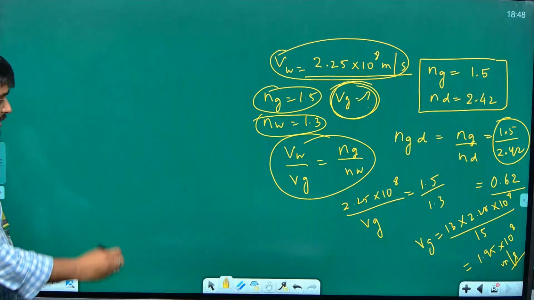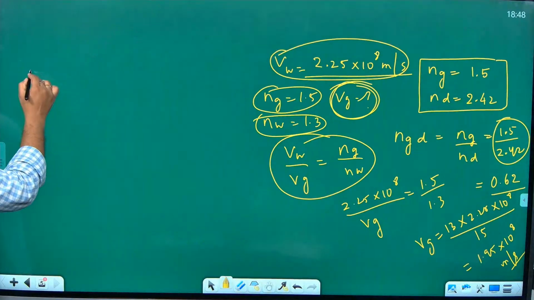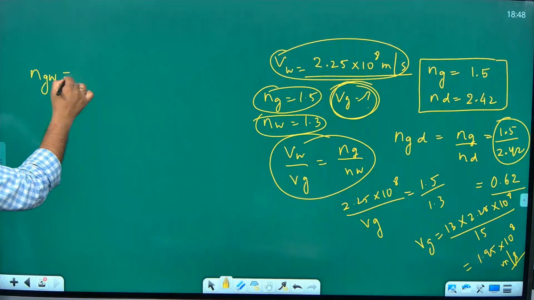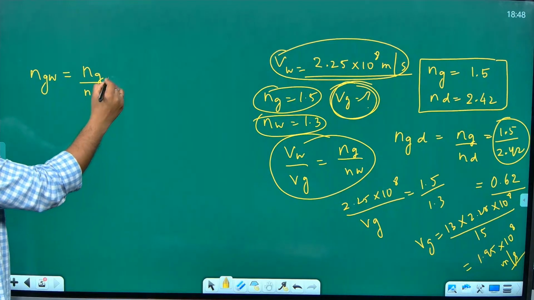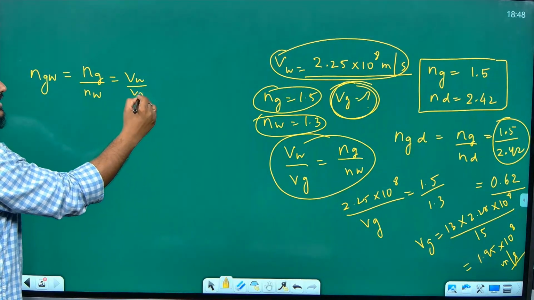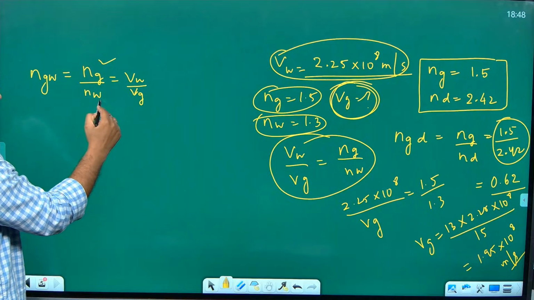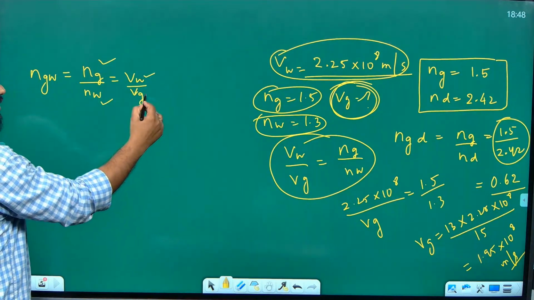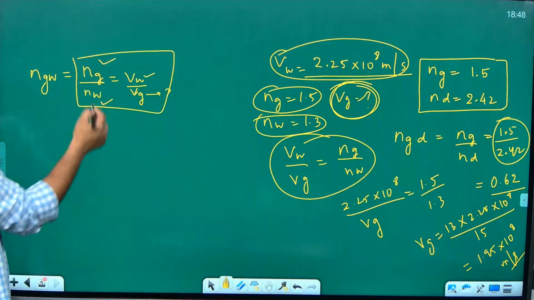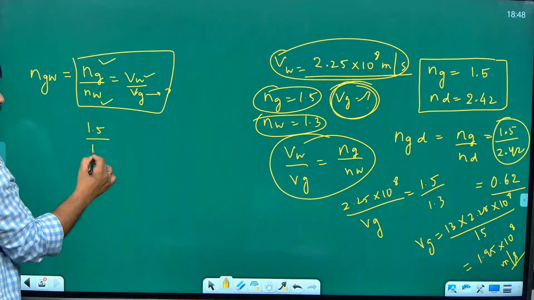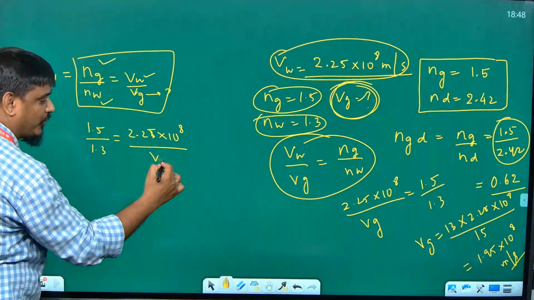We know the formula. See, the formula was there in the previous slide. The refractive index of glass with respect to water will become equal to Vw by Vg. This formula I told you. Now Ng is given, Nw is given, Vw is given, Vg they want to find. Cannot you do this question now? If in an equation out of 4, 3 things are given to you: what is Ng? 1.5. What is Nw? 1.3. What is Vw? 2.25 into 10 to the power 8. And Vg. Cannot you solve this?